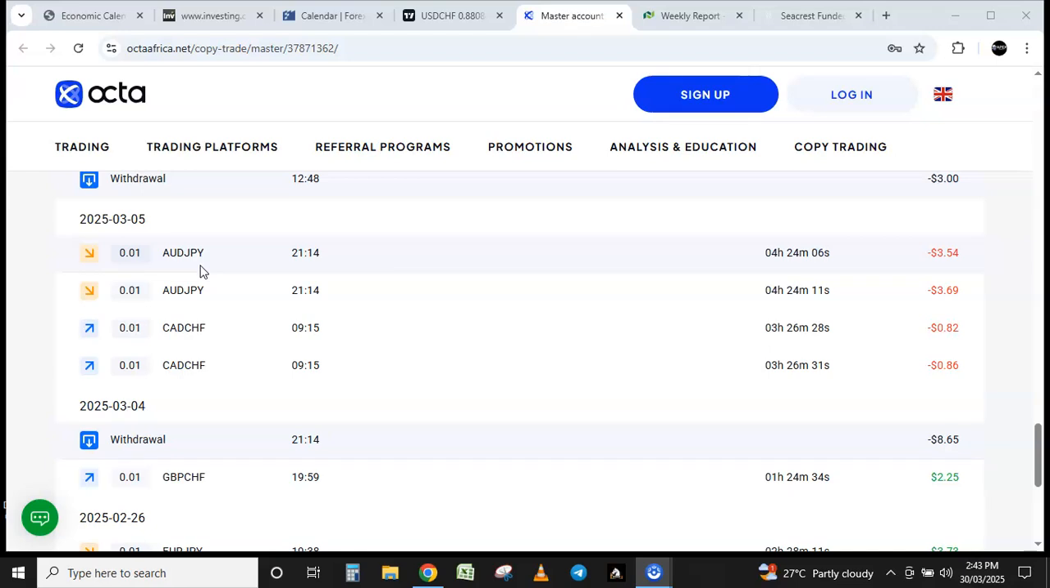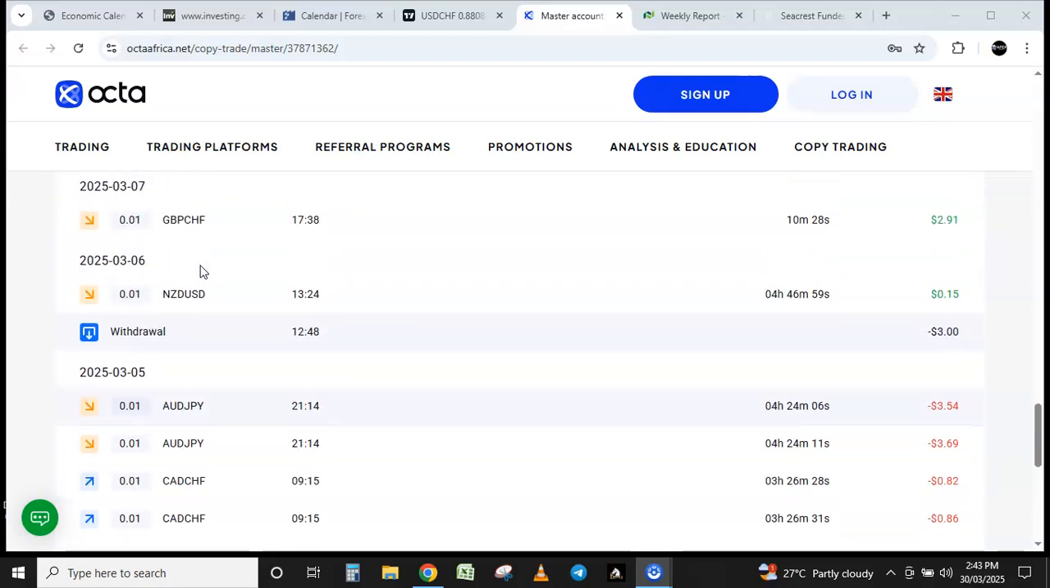So then the next trade was on the 6th, which happened to be Thursday, on NZD USD. We wanted to sell, but it slightly hit break even at a time, and we also closed because of incoming news. So we left it like that.